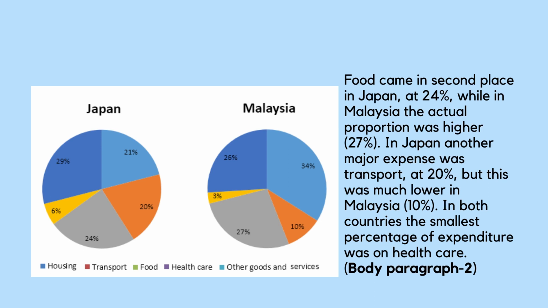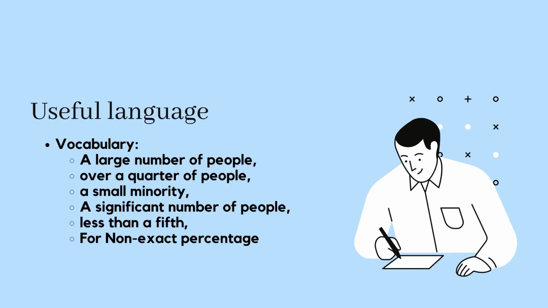So we have mentioned the data for each and every detail. We have used the conjunctions such as while, but, and so on. So this is how you will write a task which is of pie chart type. Now let us see the useful language for attempting this type of task.